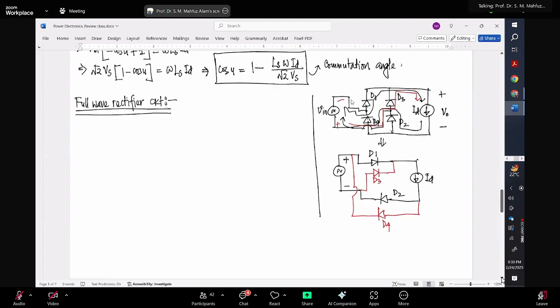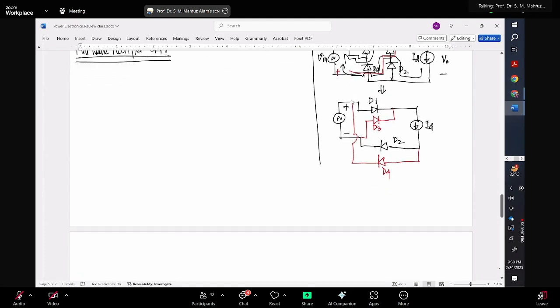Now tell me, do I need to explain the full wave rectifier waveform again, or do you know what's happening there? So suppose this is my input voltage. This is my V in. So what would be the rectified output?